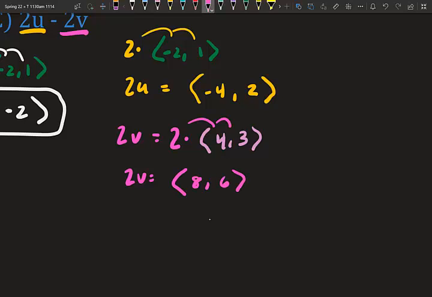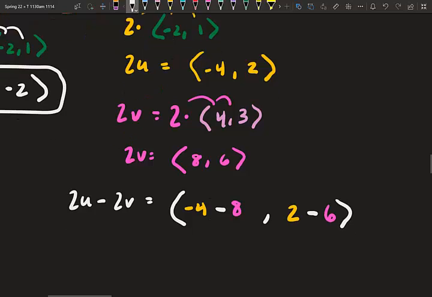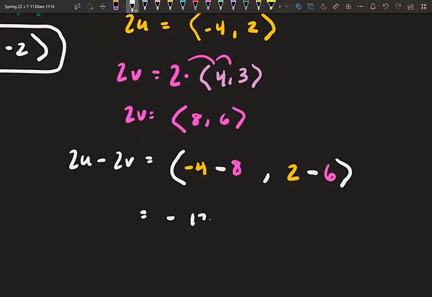Now we need to subtract them. So now we need to find 2U minus 2V. So it's first with first, second with second. So A's go with A's, B's go with B's. So we have -4 minus 8. And then we have 2 minus 6. We simplify to get -12, -4.